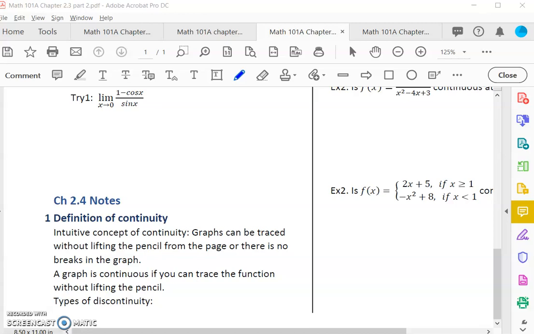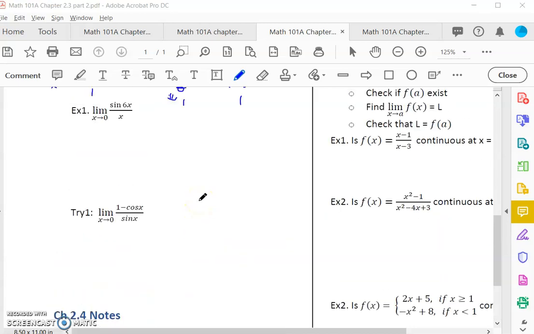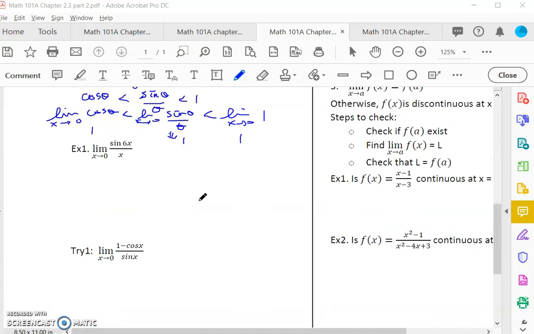Hello, in this video we're going to cover chapter 2.4 about continuity. But before we do continuity, I'd like to do an example on 2.3, because when I left off with chapter 2.3 part 2, I didn't have time to do an example. So let's just do an example for 2.3 before we start 2.4.